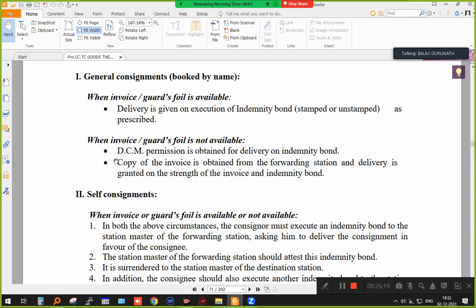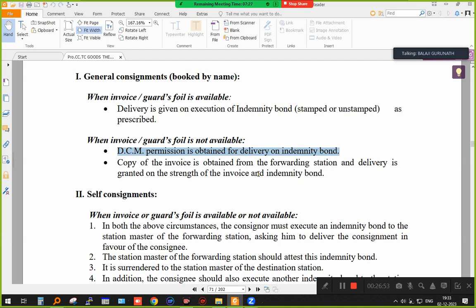Even then, the power is not vested with the CGSR or CPSR. Senior DCM should be asked, sir, this is the case. I don't have the indemnity bond. I don't have the guard foil. I also don't have the RR. So kindly permit me to grant delivery as per the rules.